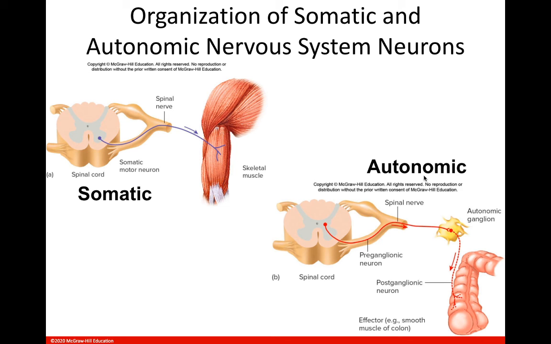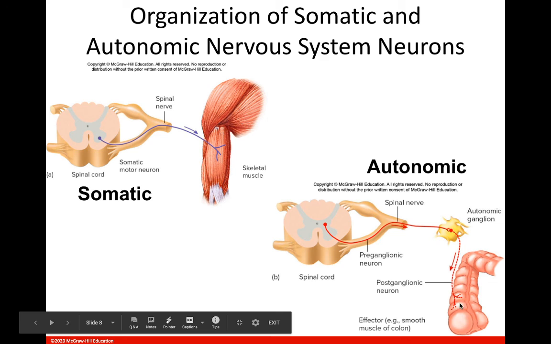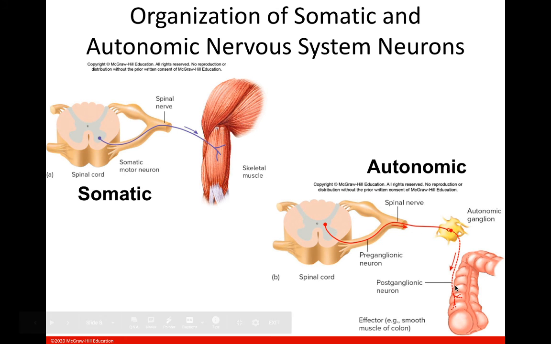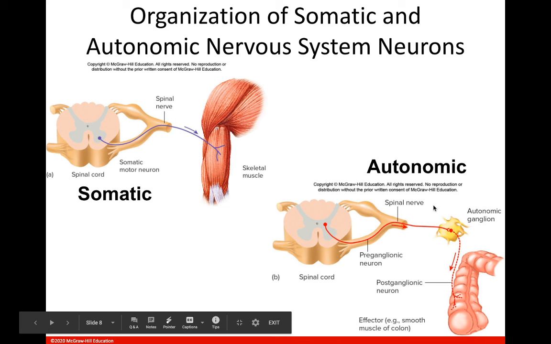With our autonomic, we have not one but two nerves. They synapse in a ganglion. So here we go from the CNS to the ganglion with the first, the preganglionic neuron, and then from the ganglion to the effector organ, which might be smooth muscle, cardiac muscle, or a gland, with the postganglionic neuron. So again, two neurons involved, and they synapse in a ganglion most of the time.